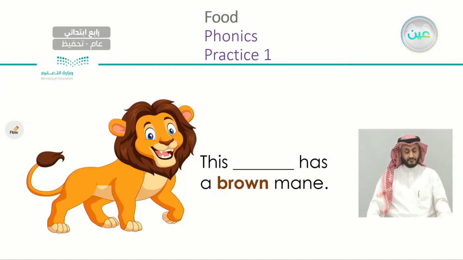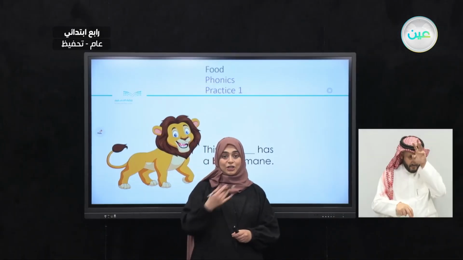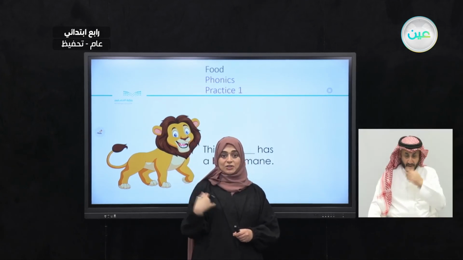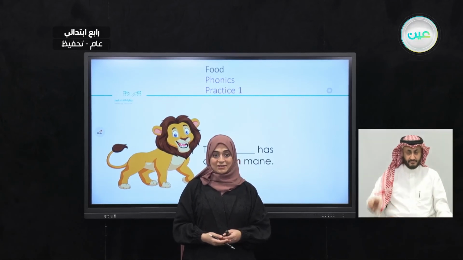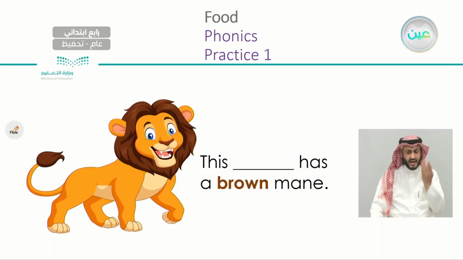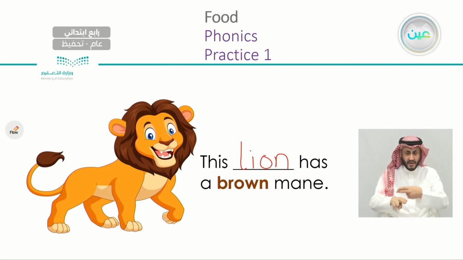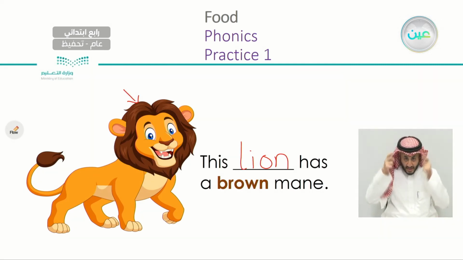So, what do you see? This is a picture of a lion. You see this brown hair surrounding its face? This is called a mane. So let's read the sentence together. This lion has a brown mane. This is the mane that I'm talking about. Lions have brown manes. This lion has a brown mane.